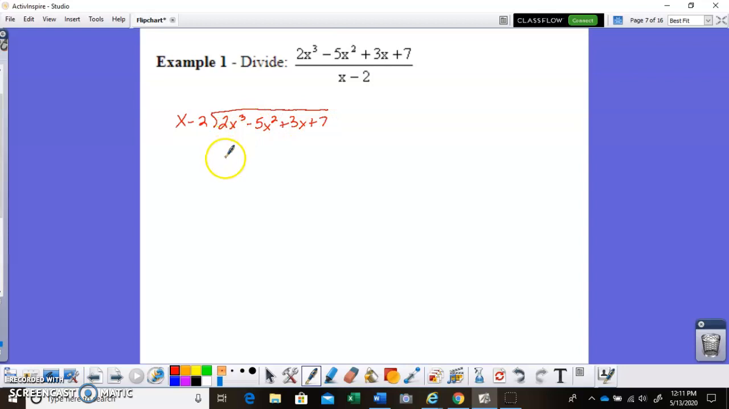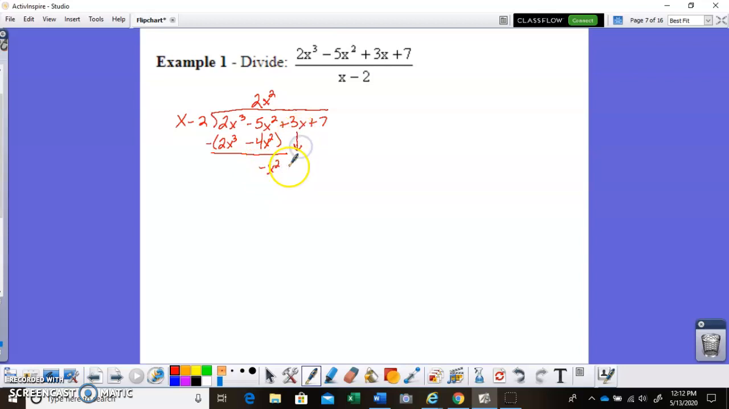Okay, so what you're going to do is focus on this x and see what it takes to get it to 2x cubed. Well, I need to multiply by 2, and I need to multiply by an x squared. So I'll go ahead and do that multiplication. So 2x squared times x is 2x cubed. 2x squared times negative 2 is negative 4x squared. Remember, we're doing that subtraction. So 2x cubed minus 2x cubed is 0. Negative 5x squared minus a negative, so plus 4x squared, is negative x squared.